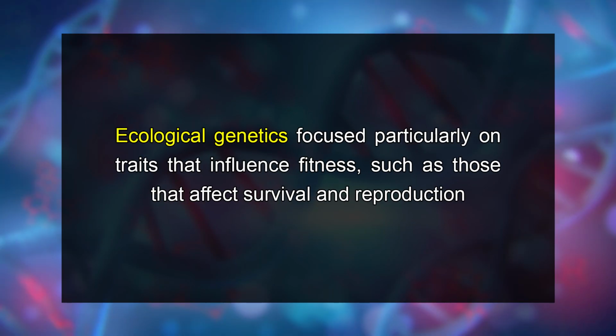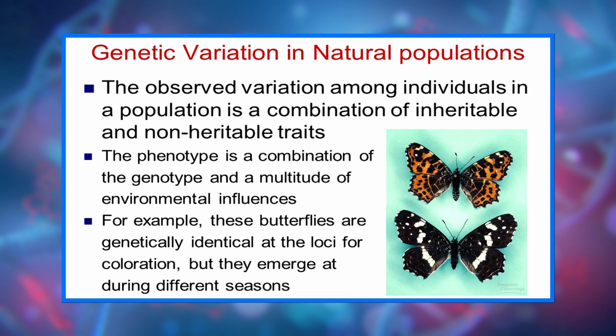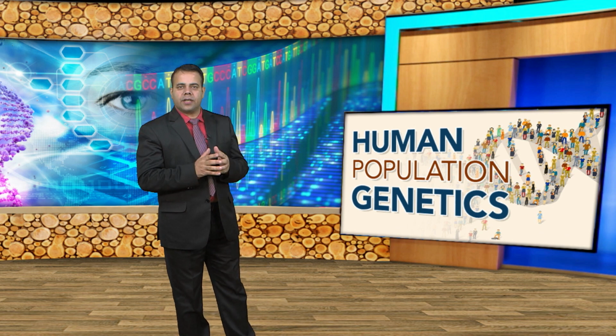At its inception, ecological genetics focused particularly on traits that influence fitness, such as those that affect survival and reproduction. This focus has been maintained, although ecological genetics now also investigates the ecological and evolutionary processes that influence patterns of genetic variation in natural populations. Therefore, it can also be considered a study of genetic processes associated with microevolutionary change.